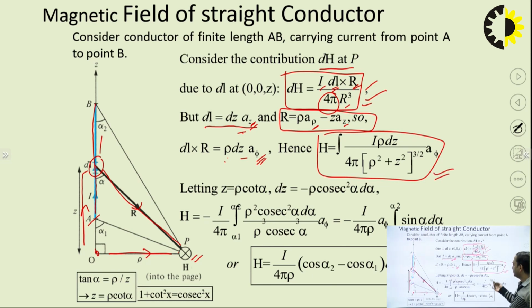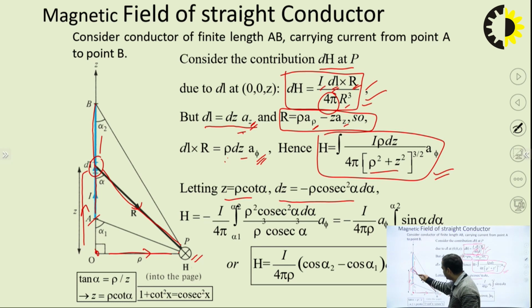Now we want to solve this integration. Very simple cases we have covered in the unit, and you have done such integration in the first year. For that you assume some substitution, for example rho square plus z square, or tan square, or you can take z equal to rho cot alpha. Then dz will obviously be minus rho cosec square alpha d alpha.